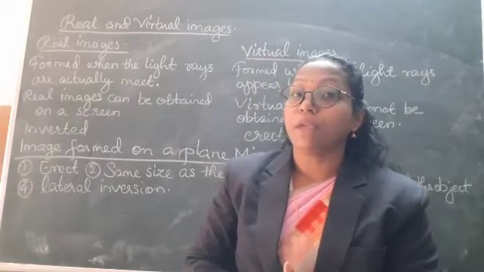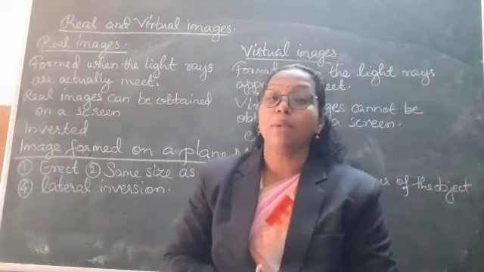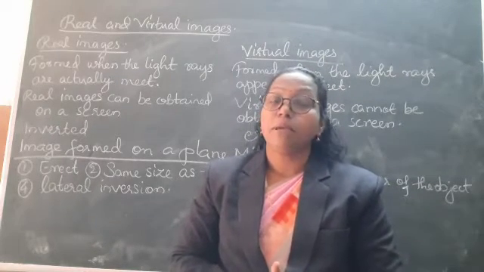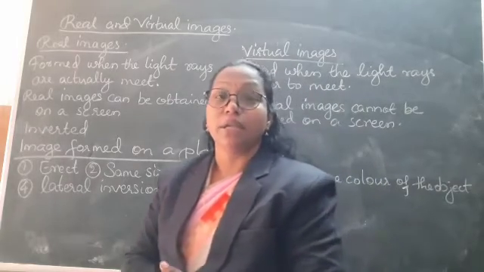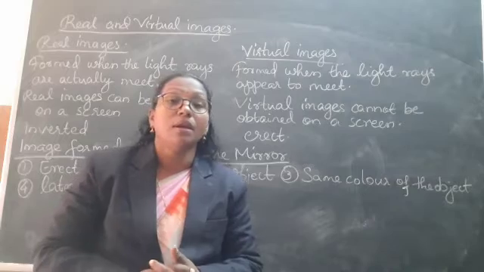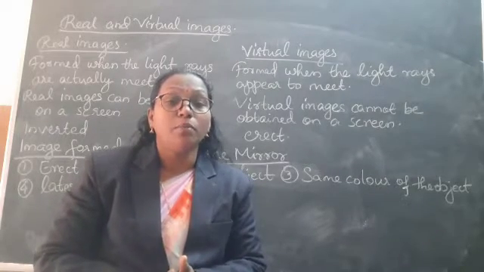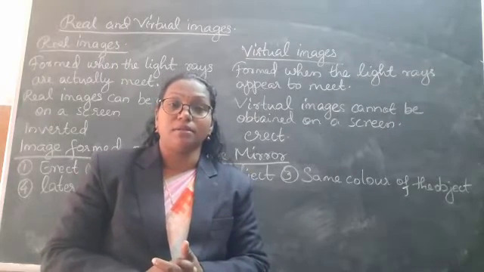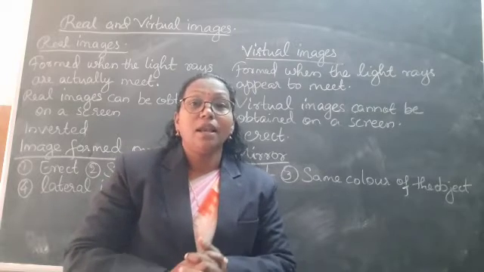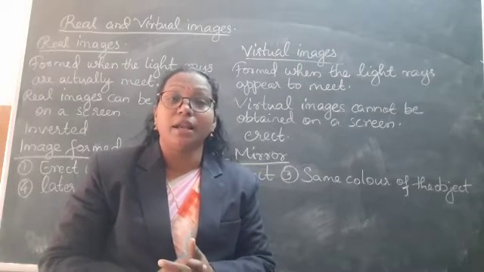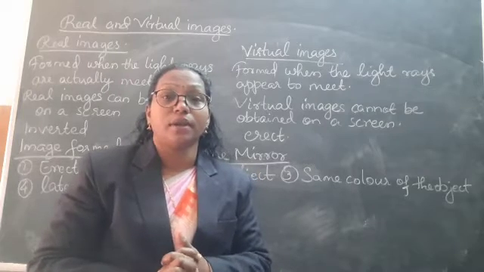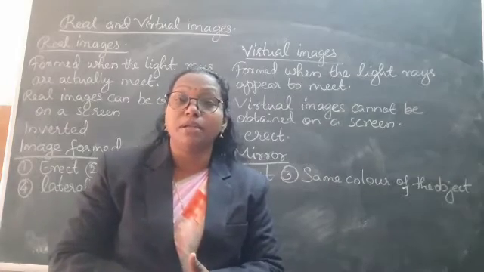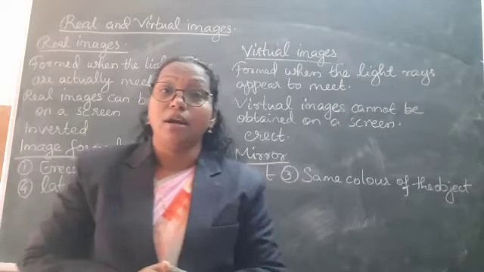There are two types of images. They are real images and virtual images. The images that can be obtained on a screen are called real images, and the images that cannot be obtained on the screen are called virtual images. The real images are formed when the light rays actually meet. They are inverted in nature. What is inverted? Inverted means the image will be upside down.